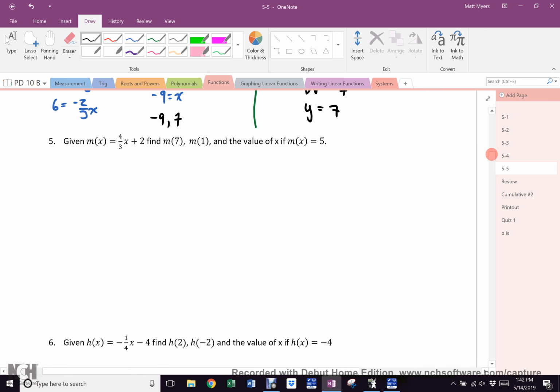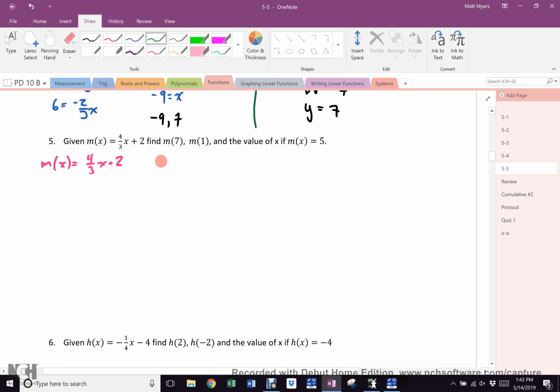Now, let us practice. Do I have a graph over here? Do I have a coordinate grid over here? So what do I want you to do here? Algebraic or graphic? Algebraic. So let us begin. We have a new function. Let's meet them. M of x is 4/3 x plus 2.